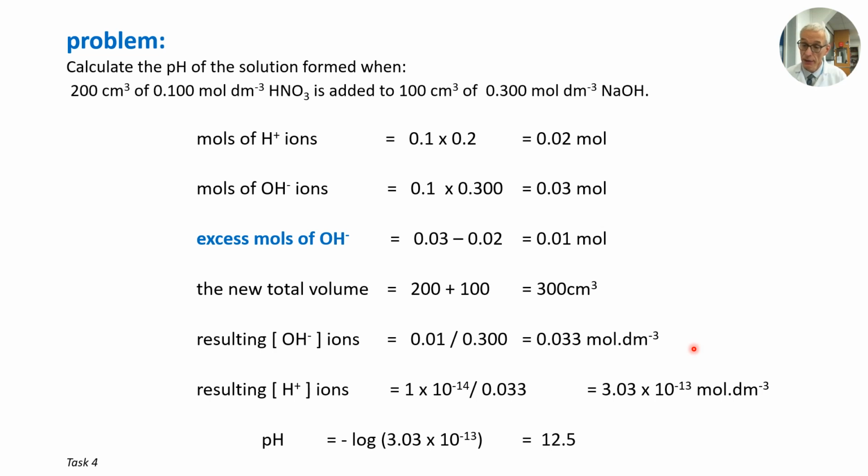However, we need to access the concentration of hydrogen ions to achieve pH. So using Kw at 1 times 10 to the minus 14, I solve for the concentration of H plus at 3 times 10 to the minus 13. Put that into the pH definition, comes out as 12.5.